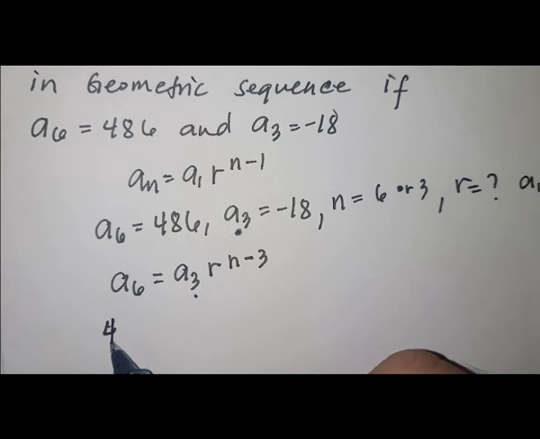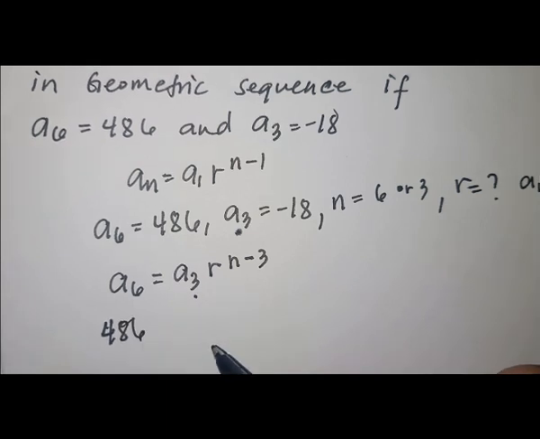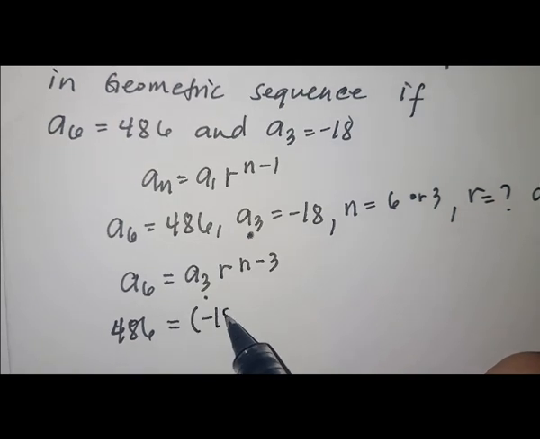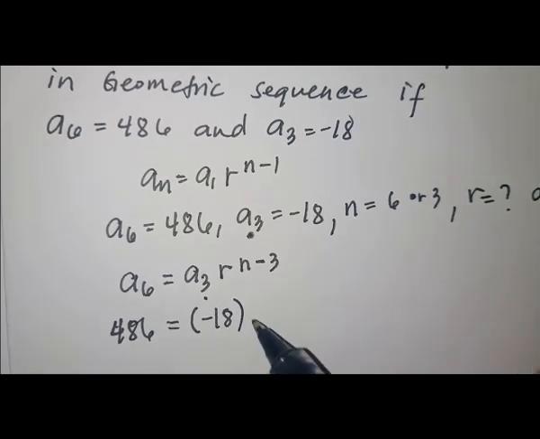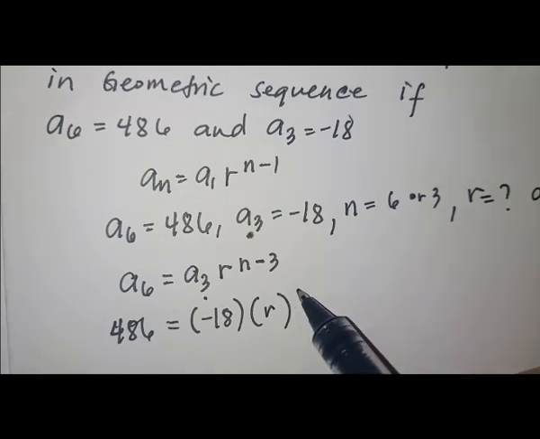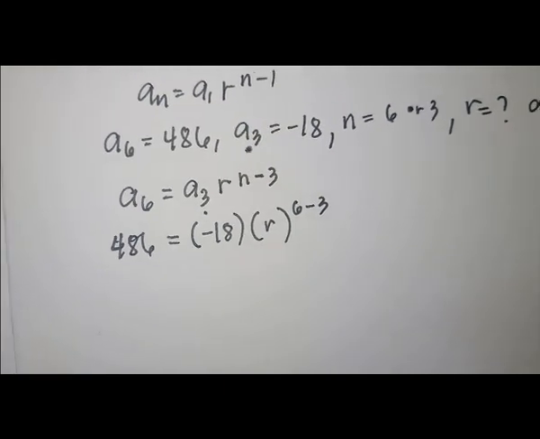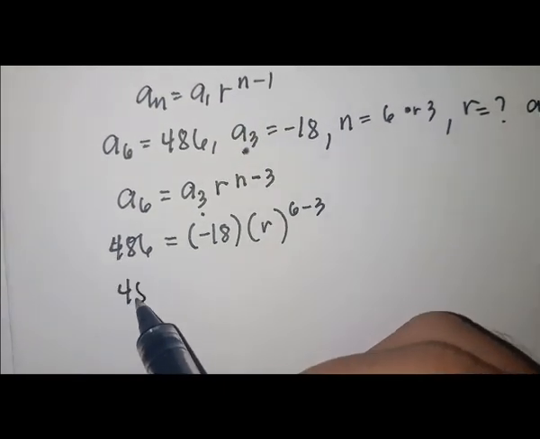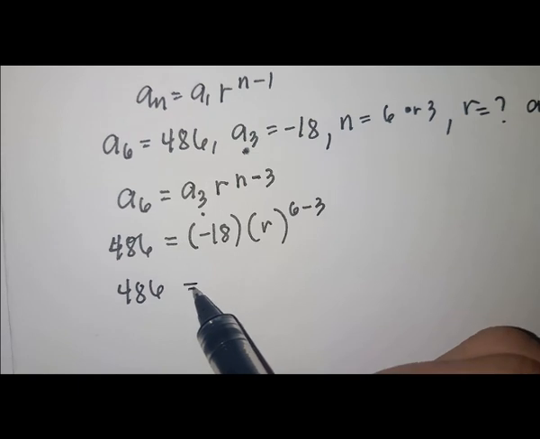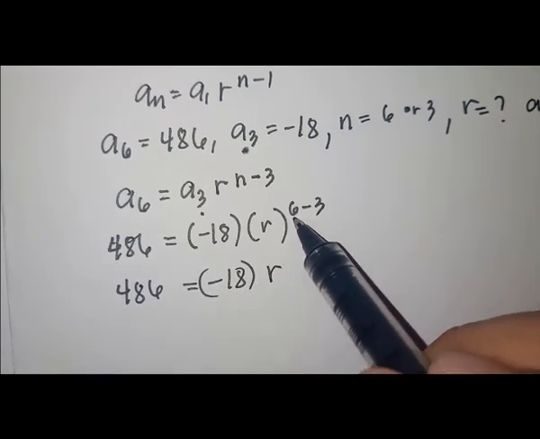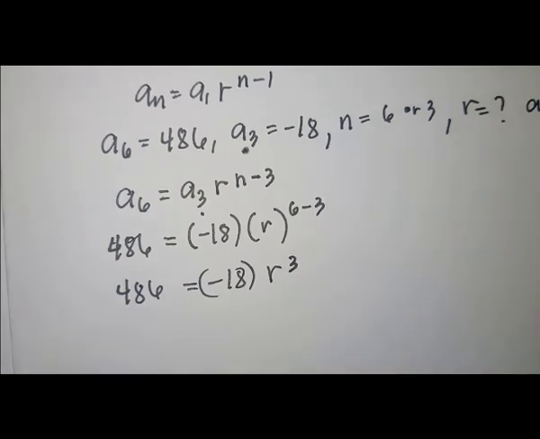Meron tayong ngayon 486 equals, ang A sub 3 natin ay negative 18. Ang r natin ay unknown. Okay, ang n natin ay 6 minus 3. Okay, so meron tayong 486 equals negative 18 times r raised to 6 minus 3, cube.